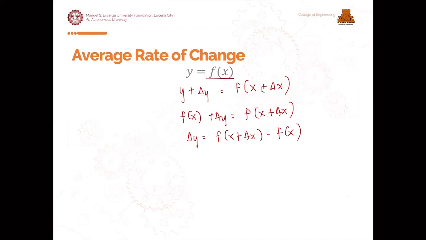Then, to get the definition of the derivative, we need the change in y in terms of x. So, we need the change in x. Okay? So, from this formula, f of x plus delta x minus f of x over delta x, that is what we call the change in y over change in x. Or simply, this is the average rate of change. Okay? Average rate of change. So that is what we call the average rate of change, delta y over delta x.